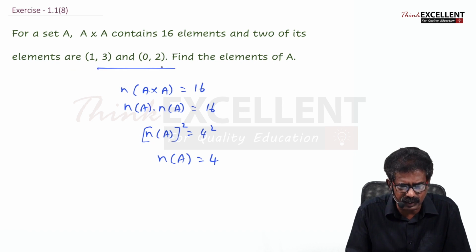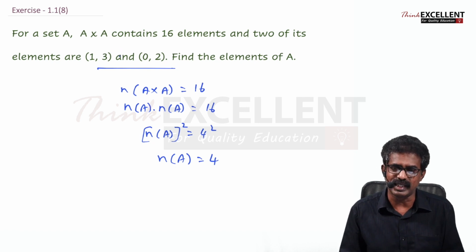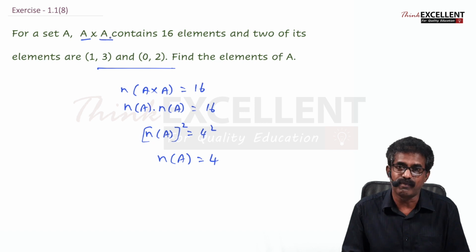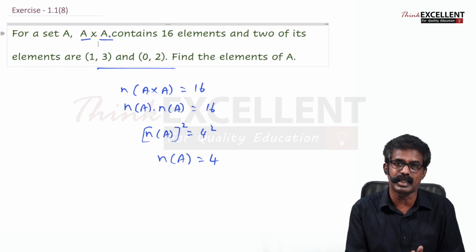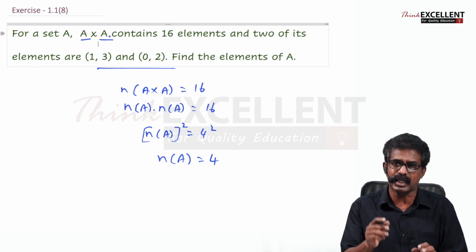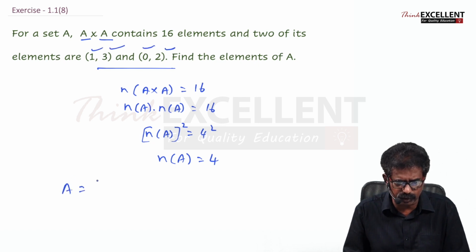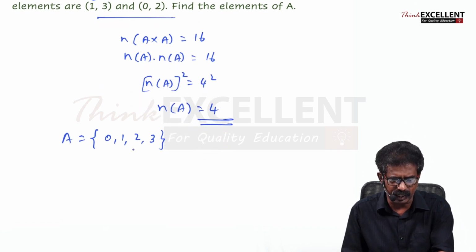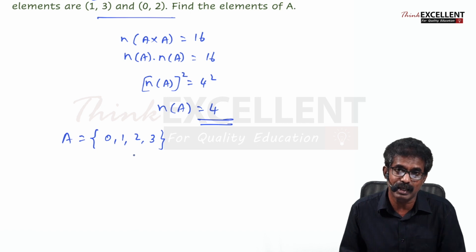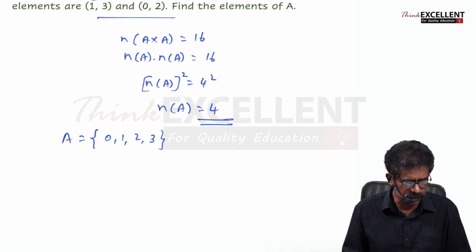So two of the elements are given. A cross A contains 16 elements, only 2 elements given here. So you know, in A cross A, first element is from A, second element also from A. A cross B means first element is from A, second element is from B. Here in A cross A, first element is from A, second element also from A only. So all these elements are from A only. So A equal to, what are the elements? 0, 1, 2, 3. Any other elements in A? No. n of A is 4. So first we got how many elements are there? 4 elements in A. Now what are the 4 elements? These are the 4 elements. Okay. So now let us go for the next question.